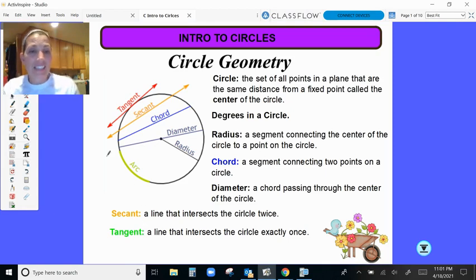A secant is a line, and the difference between a tangent and a secant is a secant passes through the circle twice, and a tangent only passes through the circle one time. So it just touches the circle. Okay. So those are all the different kinds of circle vocabulary we're going to be talking about over the course of the next little bit in our unit 10.